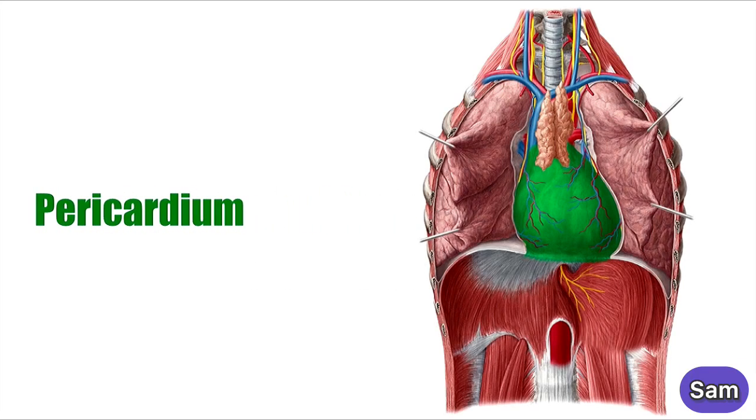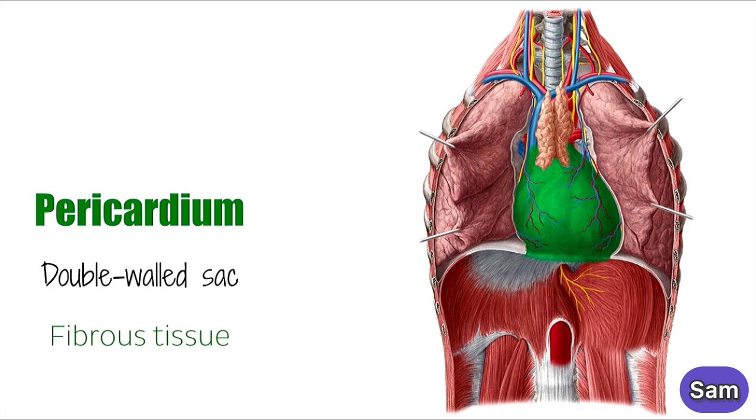The pericardium, seen here highlighted in green, is a double-walled sac that encloses the heart, the pericardial fluid, and the roots of the great vessels, and is situated within the middle mediastinum. The pericardium has one layer made of fibrous tissue, and one made of serous tissue. Its function is to lubricate the moving surfaces of the heart. And in this video, the anatomy of the pericardium will be discussed in detail.